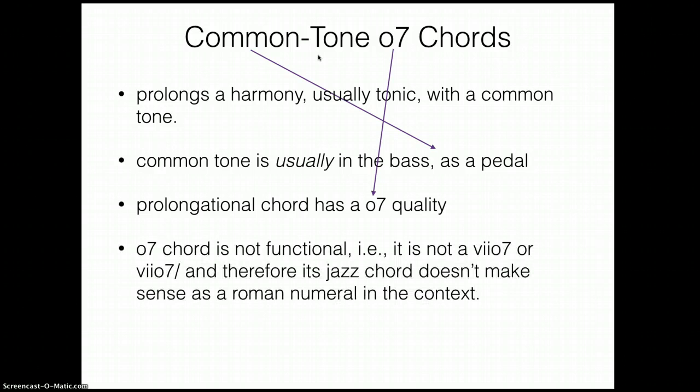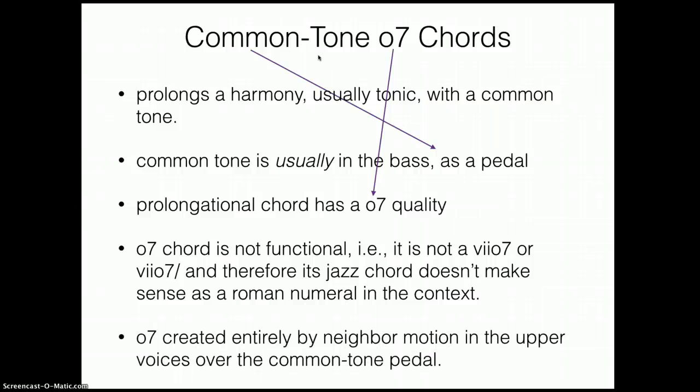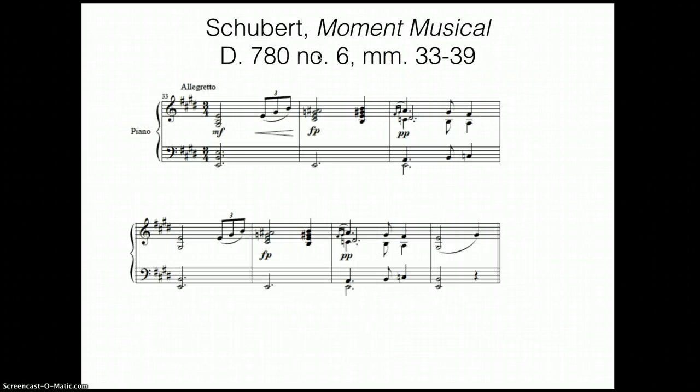So this diminished 7th chord is not functional. That means it's not a leading-tone diminished 7 of something in a progression that makes sense in that way. And therefore its jazz chord won't make sense as a Roman numeral in the same way that you would normally expect to see them corresponding. A diminished 7 common tone chord is created entirely by neighbor motion in the upper voices over a common tone pedal. Let's look at a musical example.